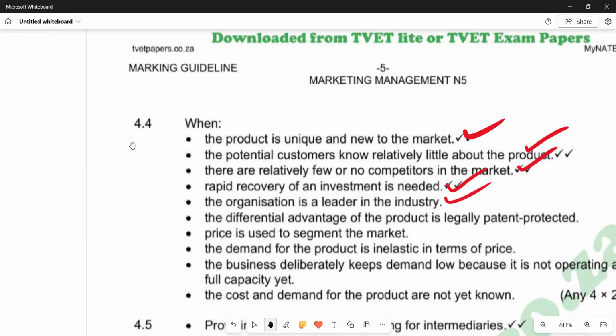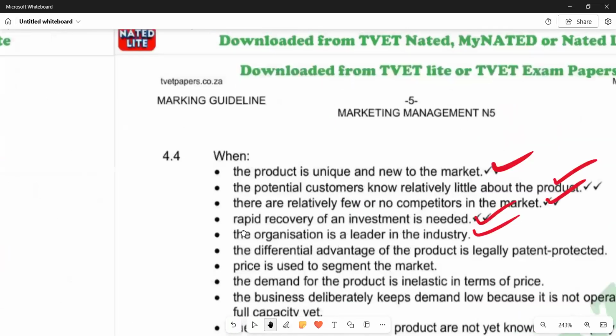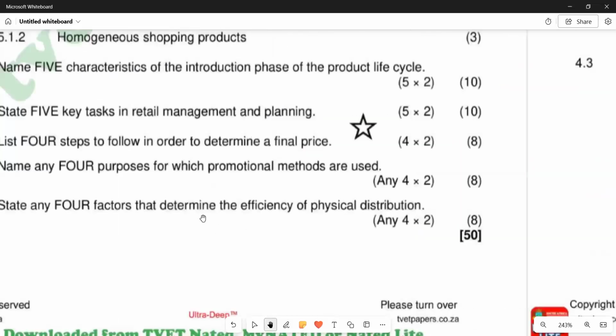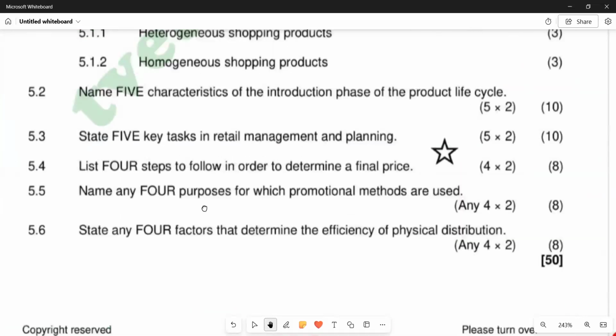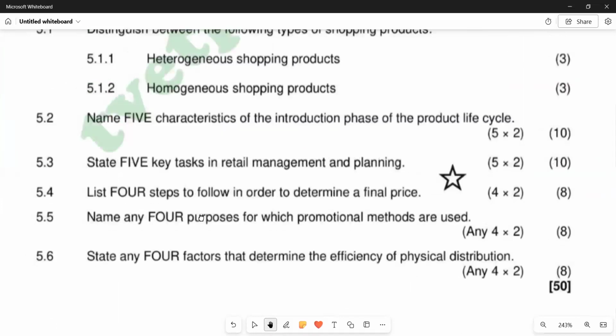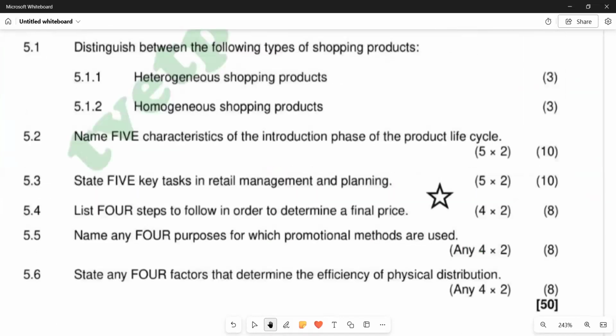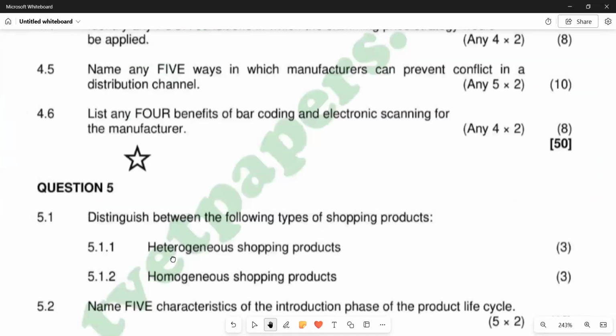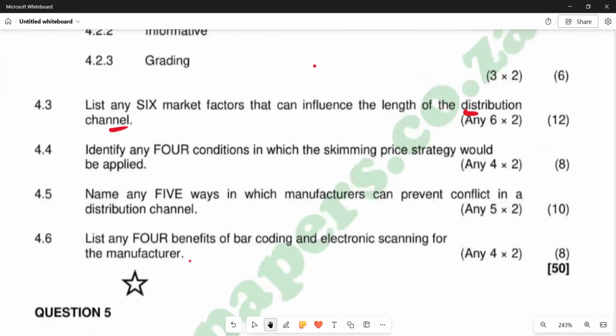Remember, our question only requires us to come up with four. We can just refer back to the question. You see that our question requires us to come up with four conditions. So we are supposed to raise four conditions.